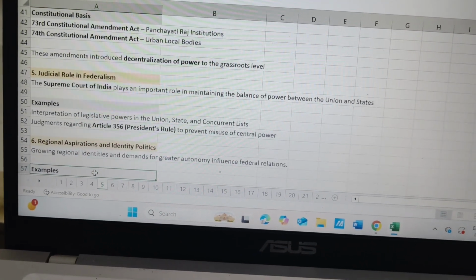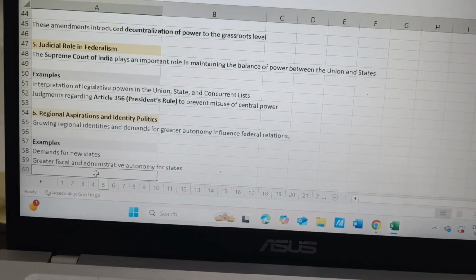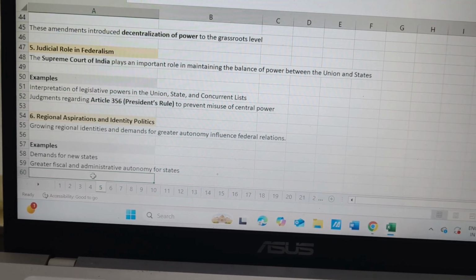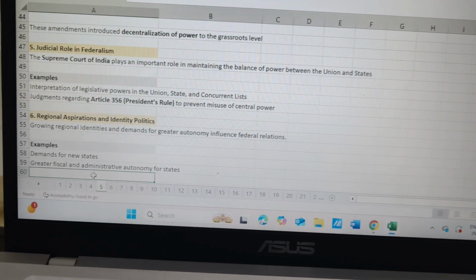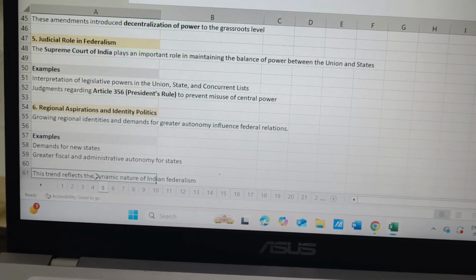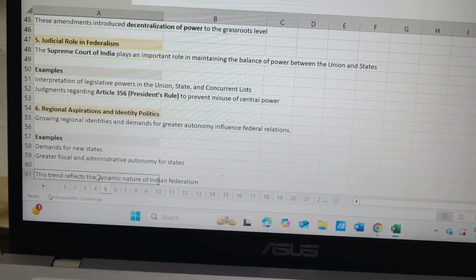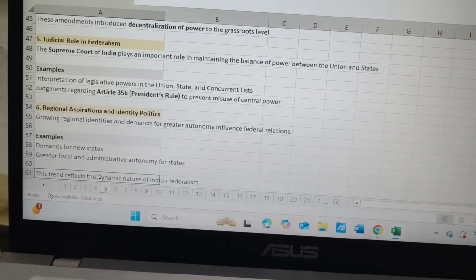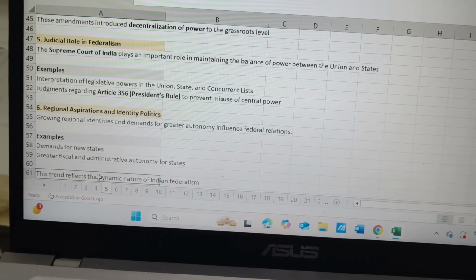Now let us talk about the judicial role in federalism. The Supreme Court of India plays an important role in maintaining the balance of power between the union and states. Examples: interpretation of legislative powers in the union, state, and concurrent list, and judgments regarding Article 356, President's rule, to prevent misuse of central power.